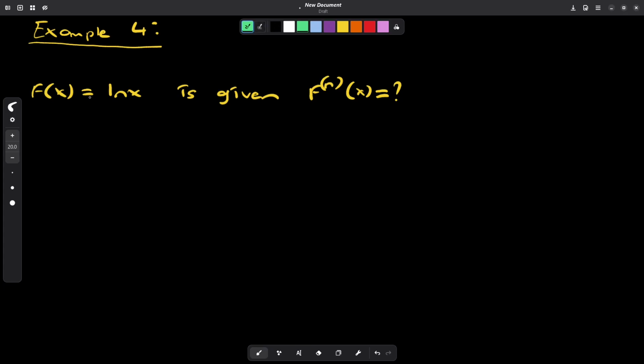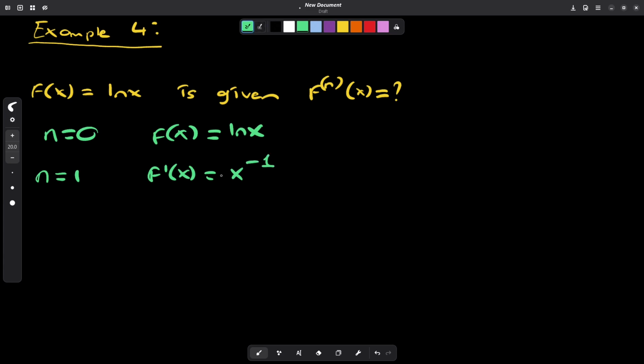Last example, f of x is ln x is given. What is the nth derivative? Again, I need to recognize a pattern. For n is equal to 0, which means the base form, where I don't differentiate the function, ln x. First derivative now. What is derivative of ln x? 1 over x. I will write that as x to the power of negative 1, because I will differentiate this again. What is the second derivative? Minus x to the power of negative 2.